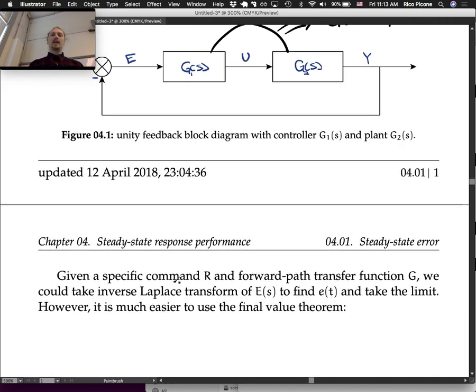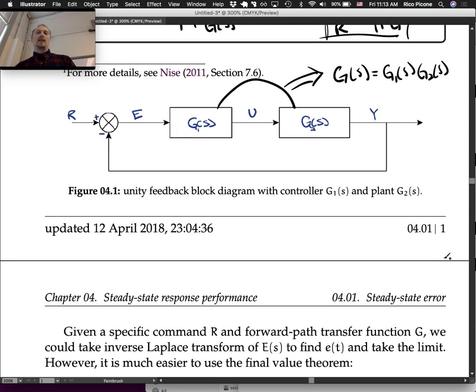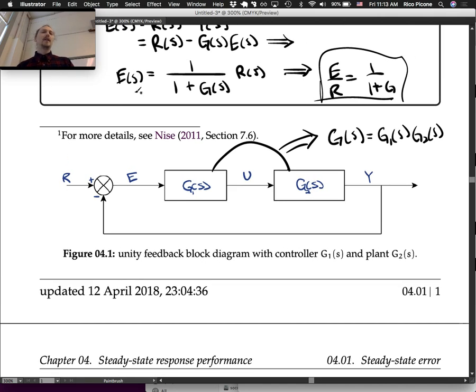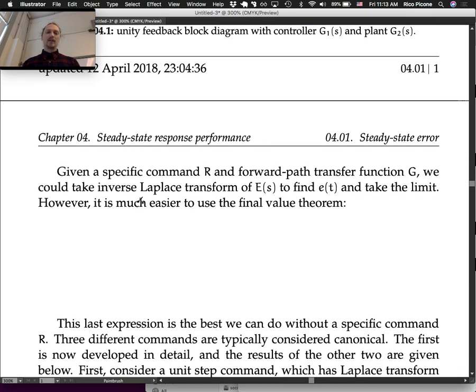Given a specific command R and forward path transfer function G, we could take the inverse Laplace transform of E of s to find E of t and then take the limit. So this is a solution for E of s. If we can take the inverse Laplace transform, we have E of t. Then we can take the limit as time goes to infinity and find what the final value of the error is. But we're going to use the final value theorem shortcut instead, because it's much easier.